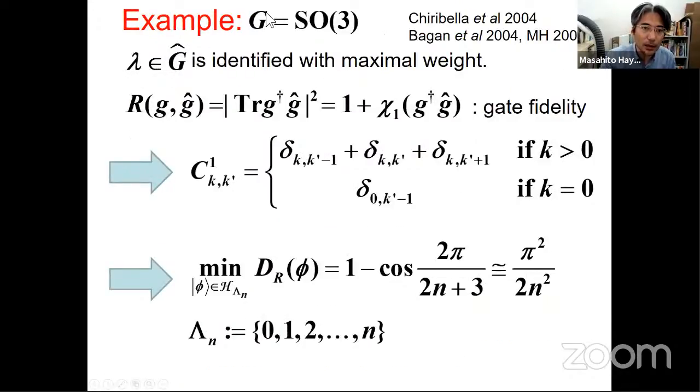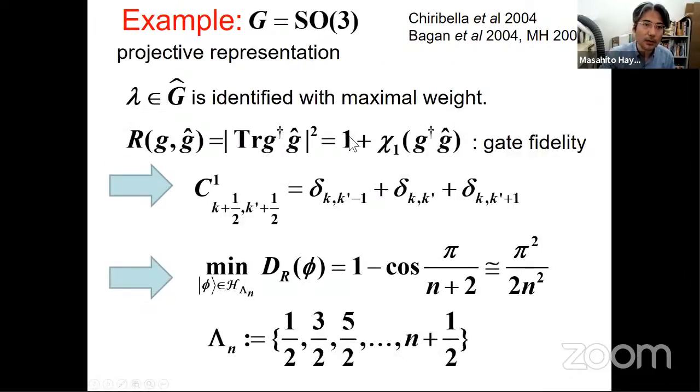This is one result. In the case of the group SO(3), in that case we often consider this gate fidelity. Under this gate fidelity, this Richardson constant is this one, and if the irreducible representation is this one, lambda is somehow the minimum spin. So in this case, our optimization can be solved in this way, and we have this one. In this case, this one behaves like the inverse of m squared.